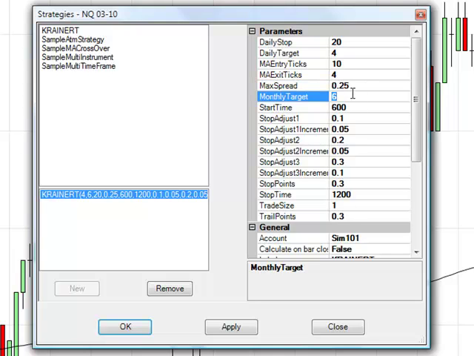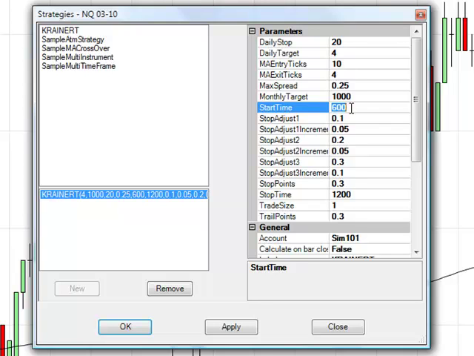Next is monthly target. I just put that at 1,000 points because that allows me to trade every day that we have enough market movement, and it will not stop me from trading, because if I were to reach 1,000 points in profit, then it would keep me from trading the rest of that month. So I just put it at a very high number in order to keep it from doing that.